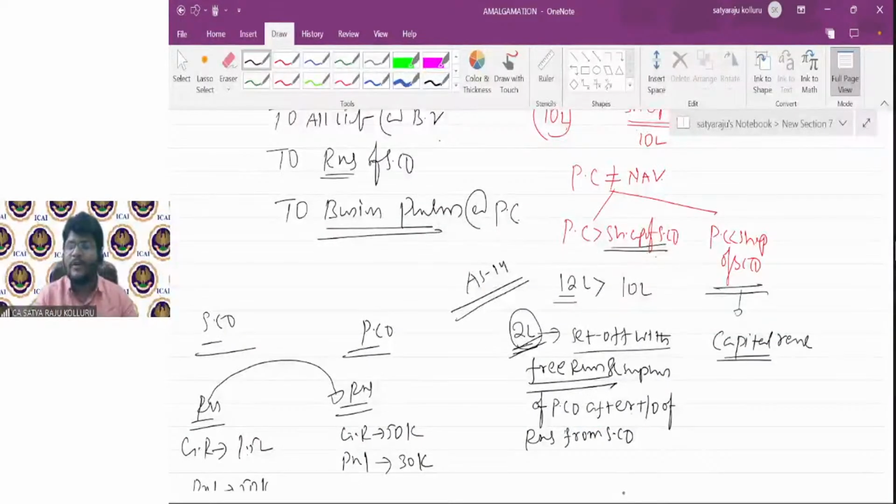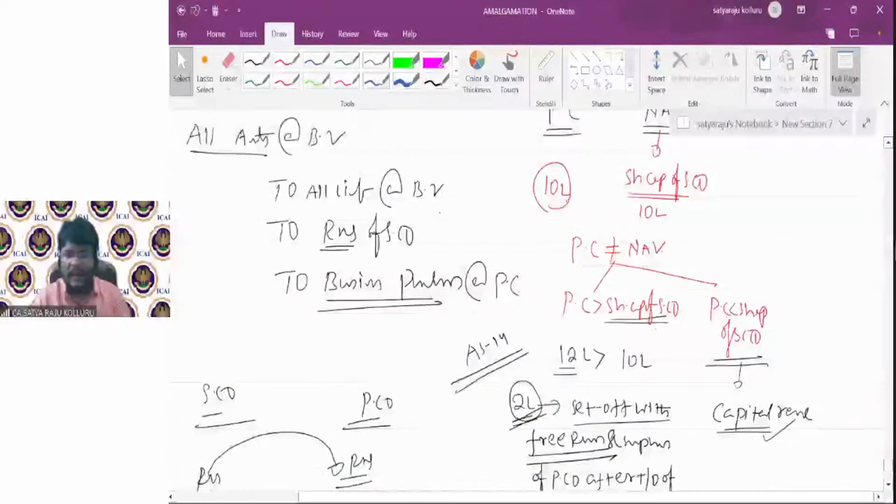So here there is no difference irrespective of the type of amalgamation. Whether it is amalgamation in the nature of purchase, you treat the difference as a capital reserve. Even though the amalgamation is in the nature of merger, you still continue treating it as a capital reserve. Hope you understand the accounting treatment in comparison of PC with the share capital of the selling company.